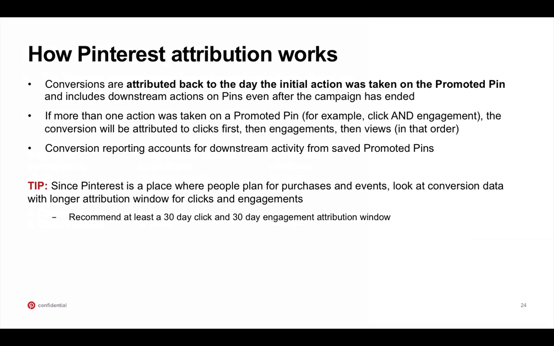So as a tip, since Pinterest is a place where people go look for new ideas and discover things and plan things for later events or future purchases, we highly suggest looking at an attribution window with 30-day click and 30-day engagement. For views, you can set a shorter window because that means someone just looked at your pin. But we've seen that setting at least a 30-day click and a 30-day engagement gives a more accurate portrayal of the conversions that Pinterest is generating for your business.